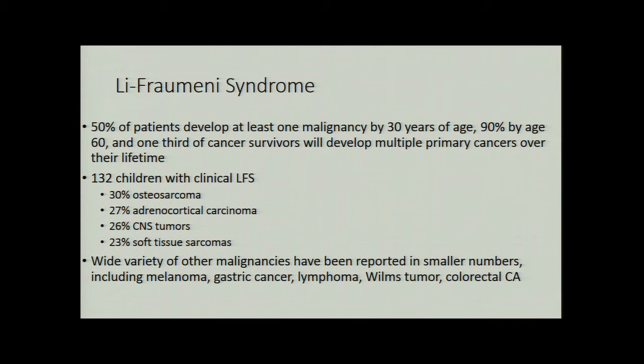In one study that looked particularly at children, which emphasizes that children need to be tested for this, in 132 children, they found that 30% had osteosarcoma, 27% had adrenocortical carcinoma, 26% had CNS tumors, and 23% had soft tissue sarcomas. But there are actually a very wide variety of other malignancies that have been reported in smaller numbers, including melanoma, stomach cancer, lymphoma, Wilms tumor, colorectal cancer, and others. So this makes targeted cancer surveillance a challenge in this very high-risk population.